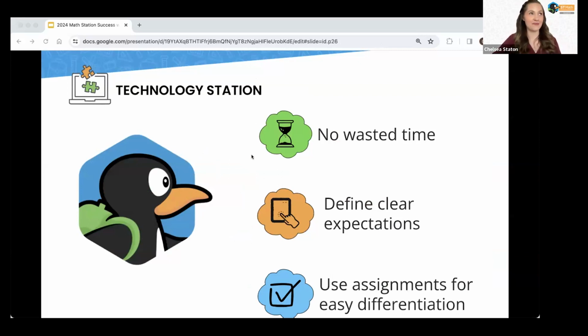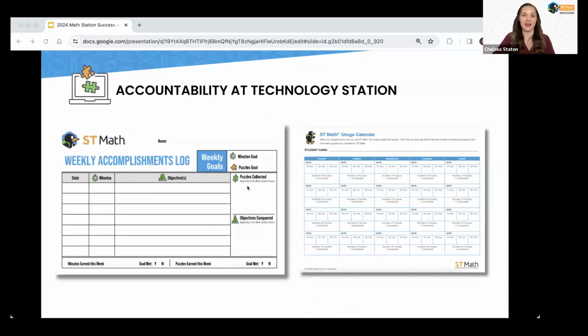And yes, I'm digging at other math programs because I've used them all, but just evaluate when you're deciding what program to use for stations, what are students actually spending their time doing? And then technology is also a super easy place to differentiate because regardless of what the program is you're using, there's typically a way to adjust based on student needs or make assignments based on what you are teaching.